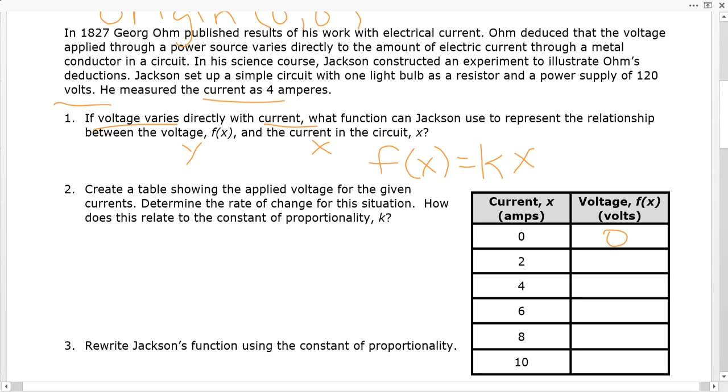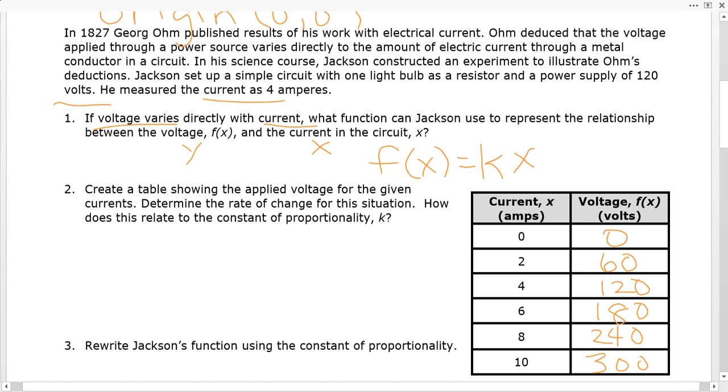At 4, it's 120. So half of 4 is 2, and half of 120 is 60. 4 times 2 is 8, so 120 times 2 is going to be 240. Halfway in between 120 and 240 is going to be 180. And you should see that it's going up by 60, so this is going to be 300.